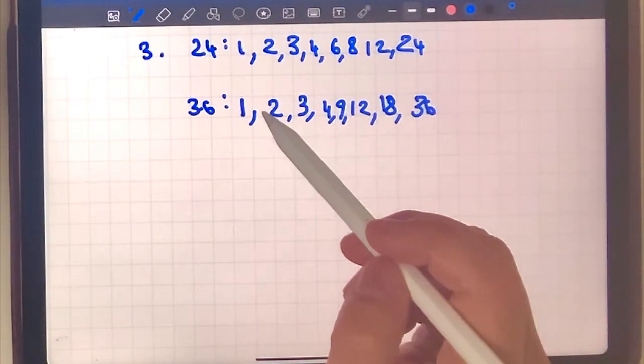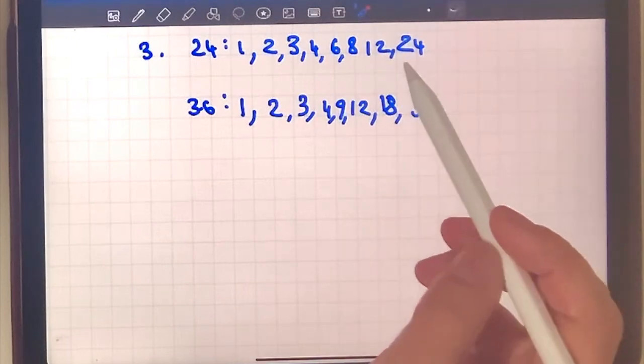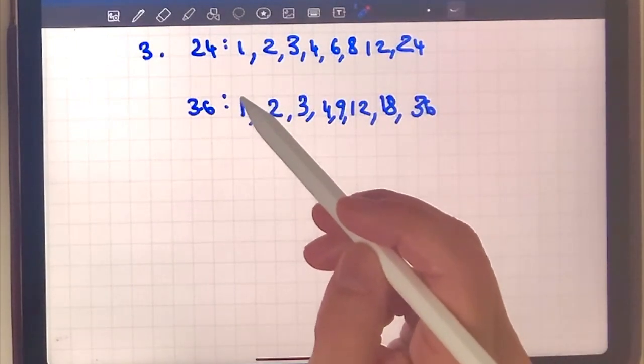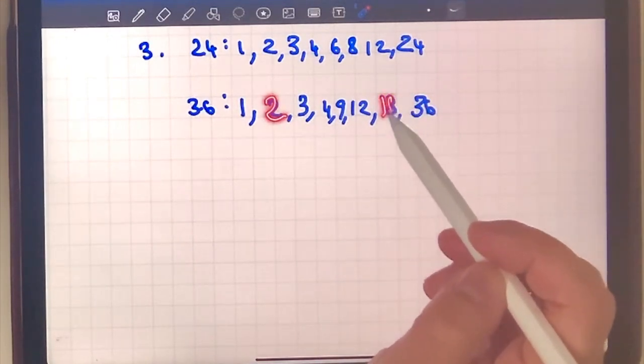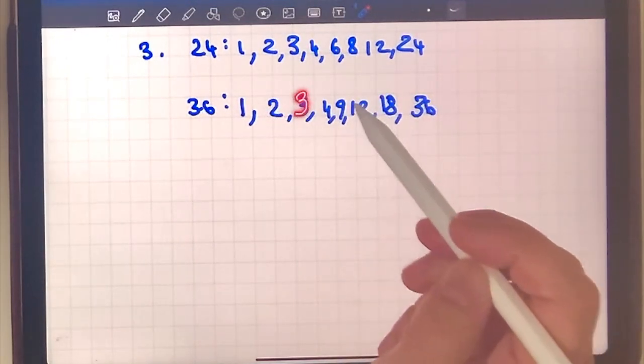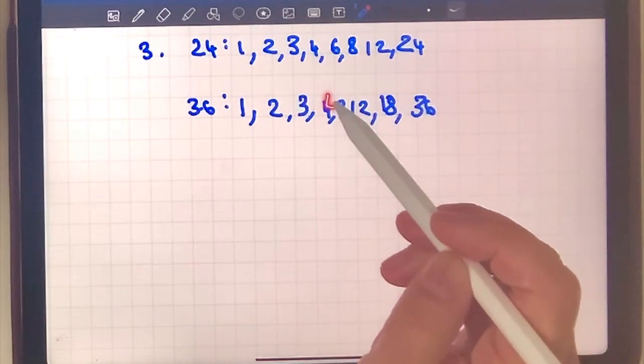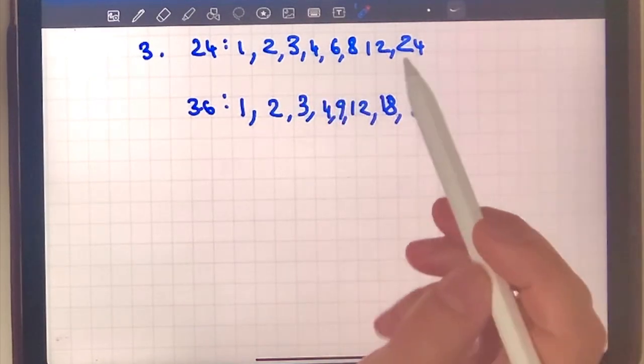Okay, so again, I've definitely paired each one up. I've got 1 and 36. I've then got 2 and 18. I've then got 3 and 12, and 4 and 9.